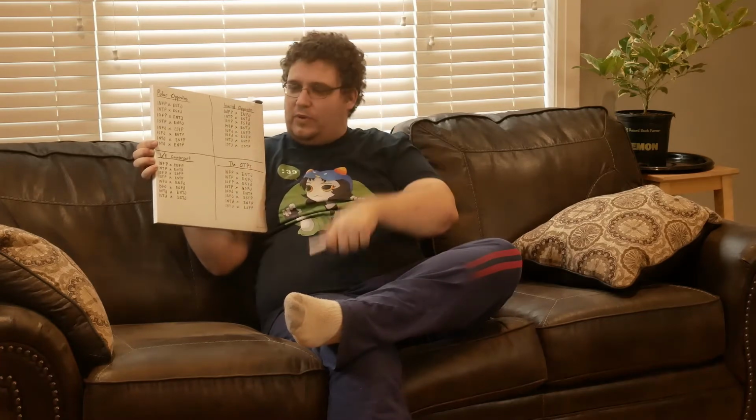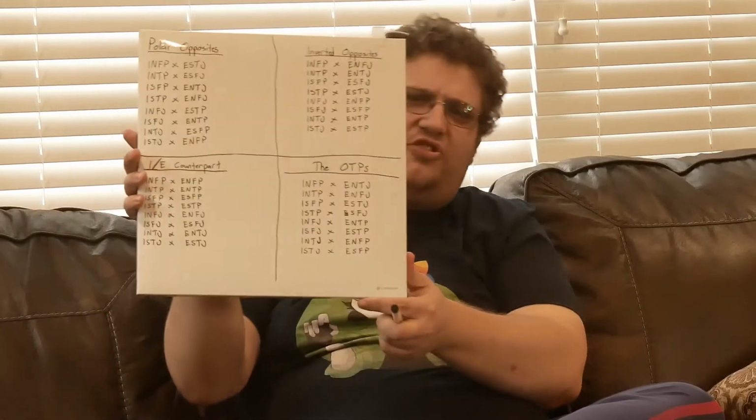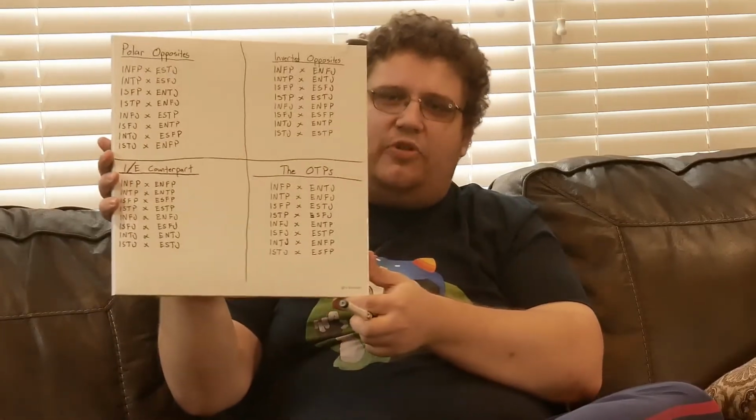Then we have the IE counterparts. That is, we are going to be paired up with our extroverted counterpart. So that means INFP, ENFP, and so on and so forth. As you can see on this chart. Hopefully, maybe. We'll see. From there, you will have your extroverted counterpart, and these are people you're going to get along with.